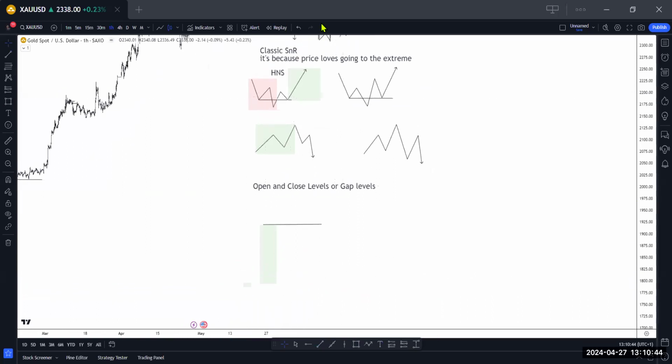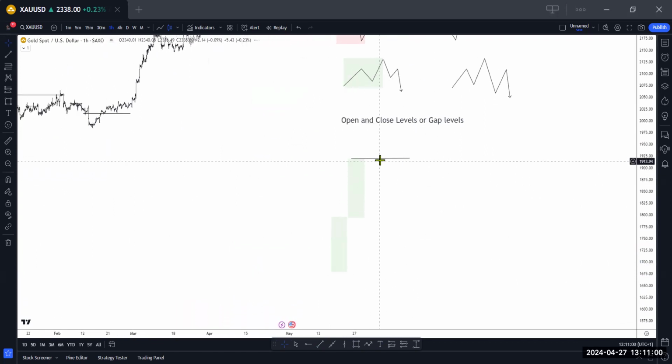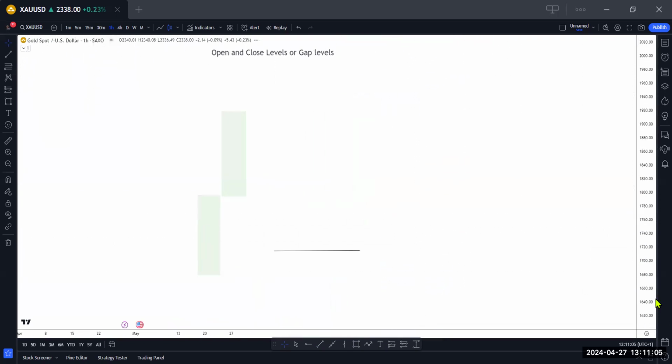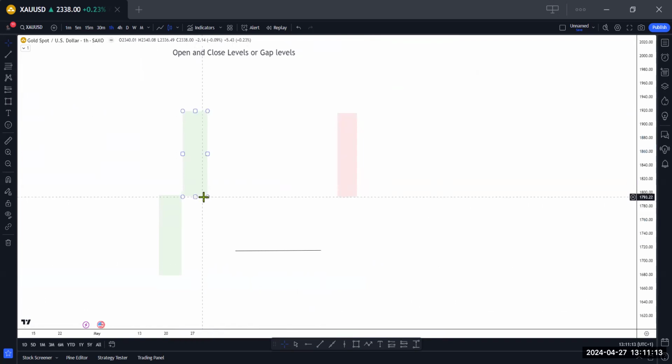I need a response. You guys can mute your mic, right? Yes, so at the closing price of a buy candle, we have resistance. At the opening price of a buy candle, what do we have? Support. Good. We have support at the opening price.